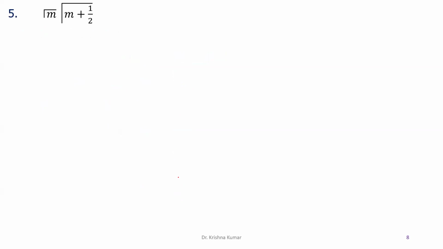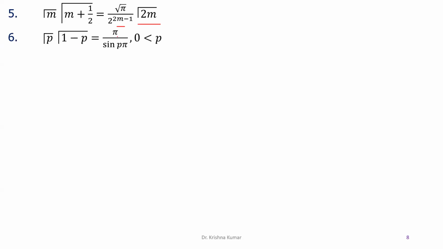Let us see the property number 5. Gamma m into gamma m plus 1 by 2 is equal to root pi upon 2 to the power 2m minus 1 gamma 2m. This is called the duplication formula. So we are just taking its properties. Property number 6, gamma p into gamma 1 minus p is equal to pi upon sine p pi, where p lies between 0 and 1. So we can also use this formula many times. And the property number 7 is gamma 1 by 2 is equal to root pi.